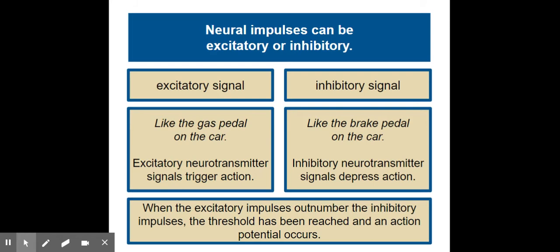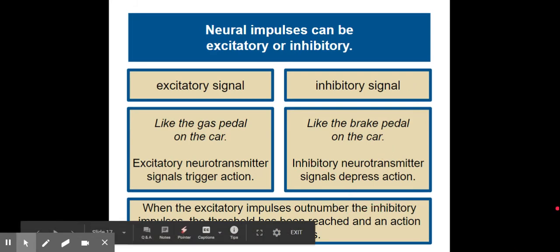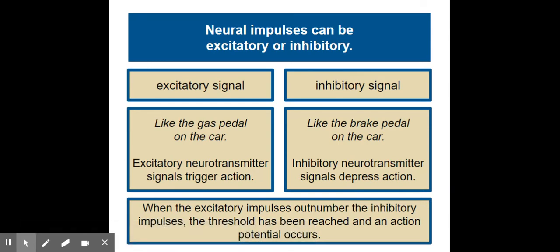All right. Inhibitory signals, on the other hand, are like hitting the brake pedal on a car. They're inhibiting whatever action is going on. So in this case, neurotransmitters that are inhibitory actually will slow or depress the action of previous neurotransmission. So again, you can equate this to either the gas pedal being pressed under excitatory or pressing the brake pedal under inhibitory, increasing the speed, decreasing the speed. Hopefully that will help keep things clear in your mind when we're talking about neural impulses being excitatory or inhibitory.